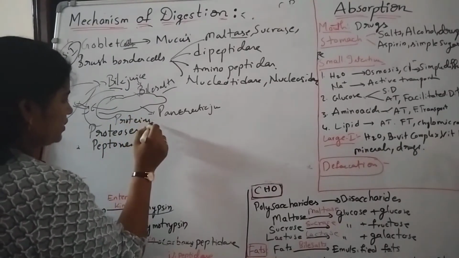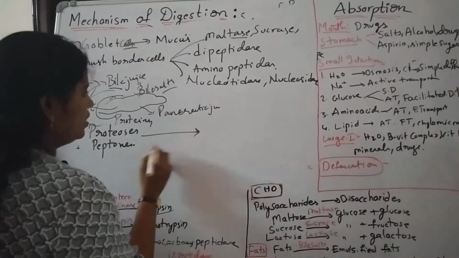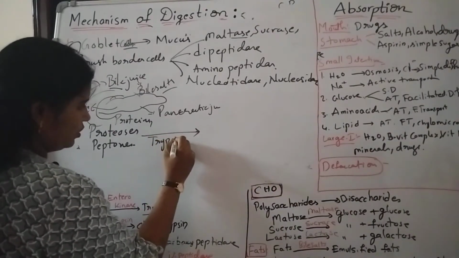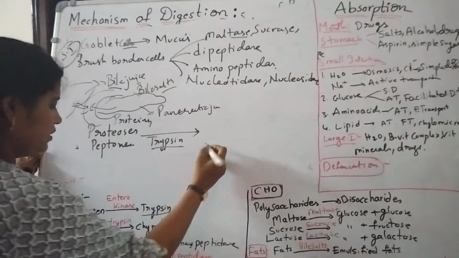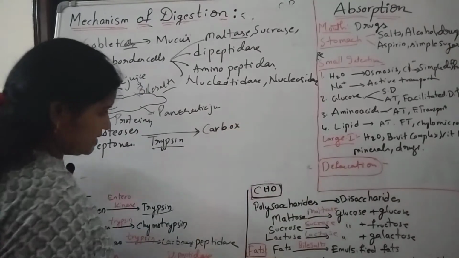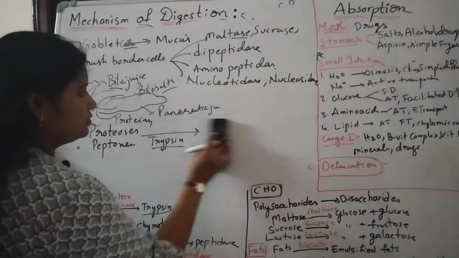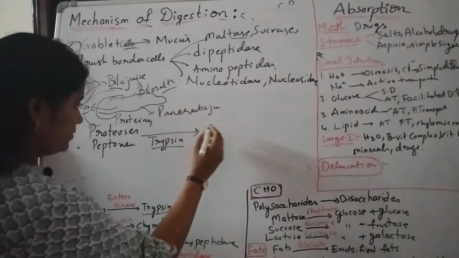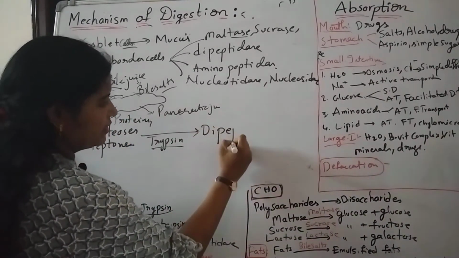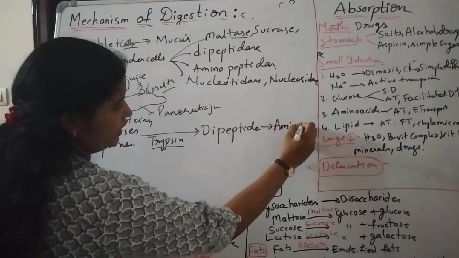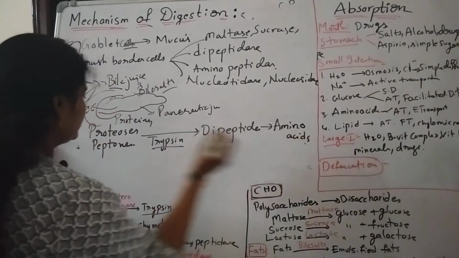So these complex proteins are going to be broken down with the help of what? Trypsinogen, trypsin, carboxypeptidase, and then dipeptides. Proteins, proteoses and peptones are going to be converted into dipeptides. These dipeptides are going to be formed as amino acids. So for this reaction, first we need to get the enzymes.